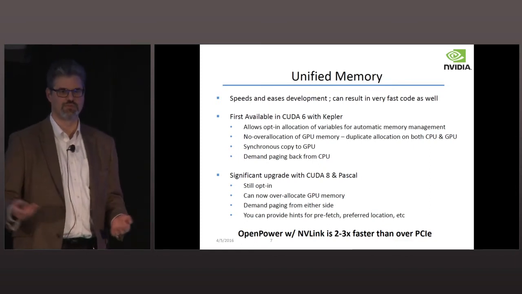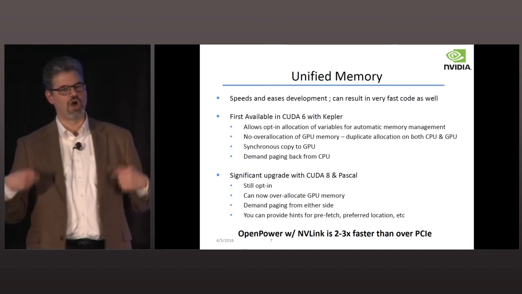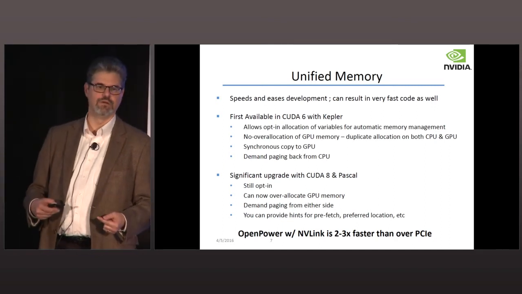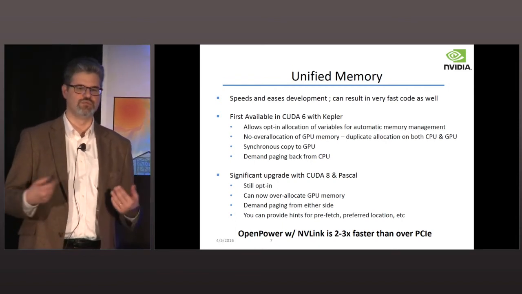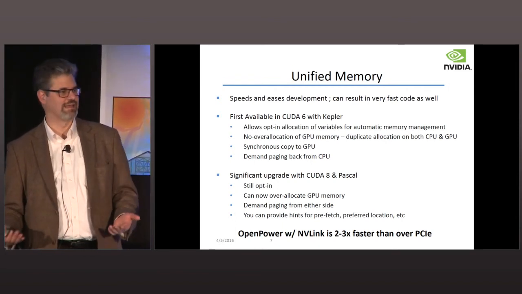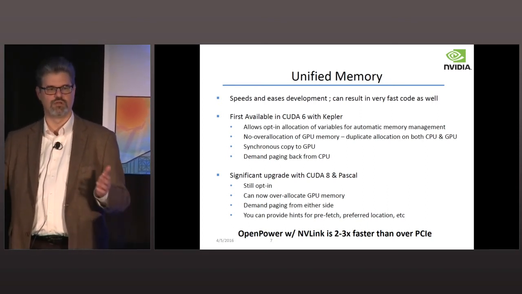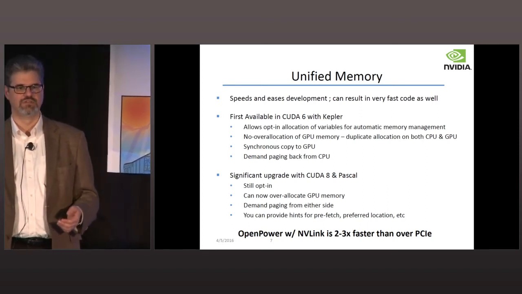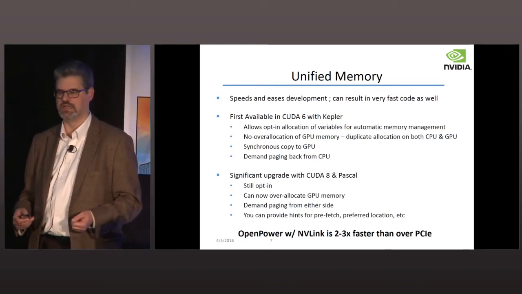Since CUDA 6 and with Kepler, we've had unified memory support. The hardware in Pascal does it better. It's got more features, more support. It lets you add some new features like over-allocating GPU memory for the first time. So you can actually declare more GPU memory than you have, and the CPU and the GPU will cooperate to move that data back and forth as it's needed.